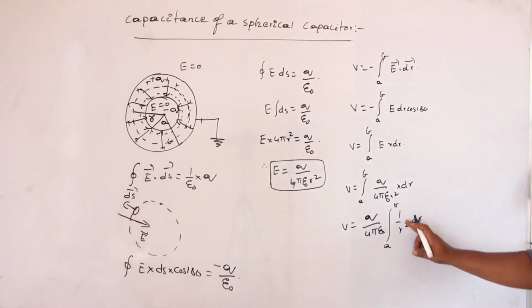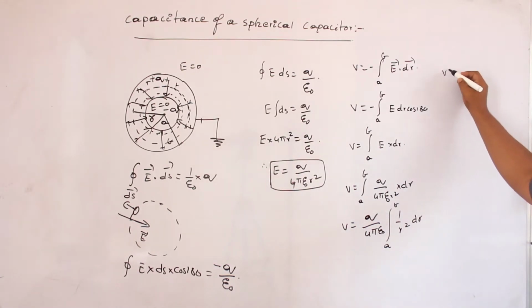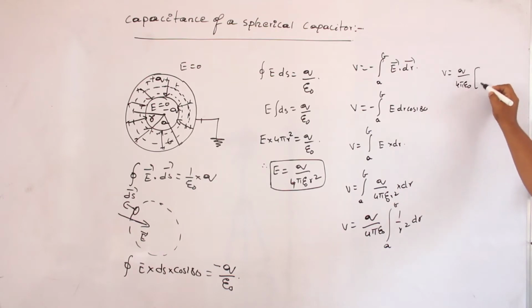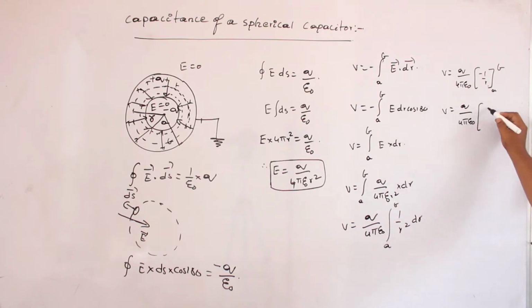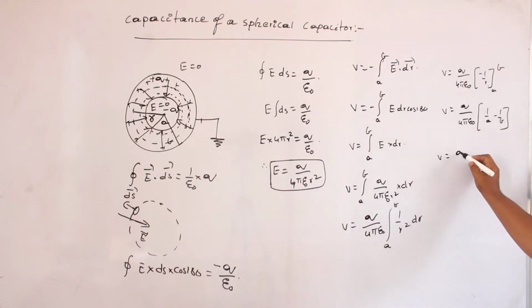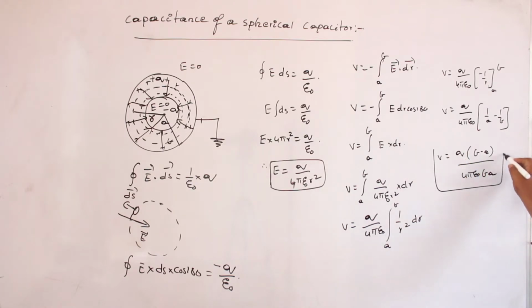Integration of 1 by r square is minus 1 by r. So therefore V is equals to Q divided by 4 pi E naught into minus 1 by r, and limits are applied from A to B. Clear? So V is equals to Q divided by 4 pi E naught into 1 by A minus 1 by B. If I do this calculation, Q into B minus A divided by 4 pi E naught into AB, or BA I can write. So this is the amount of potential difference existing in the radial space.